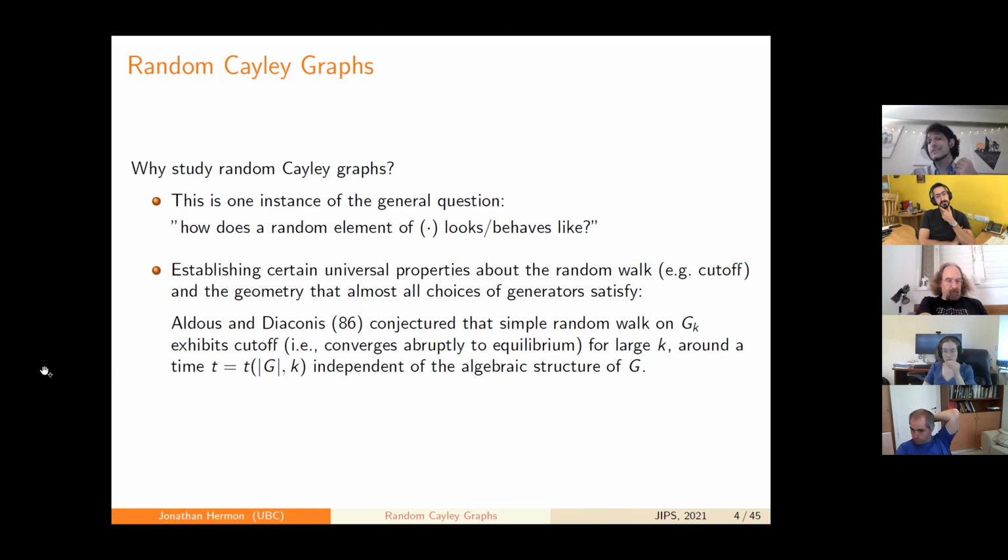This is a remarkable conjecture because they made it so early on in the study of mixing times, even, in particular the cutoff phenomenon. And this generated a lot of research, and the conjecture is in many ways true, as you will see.